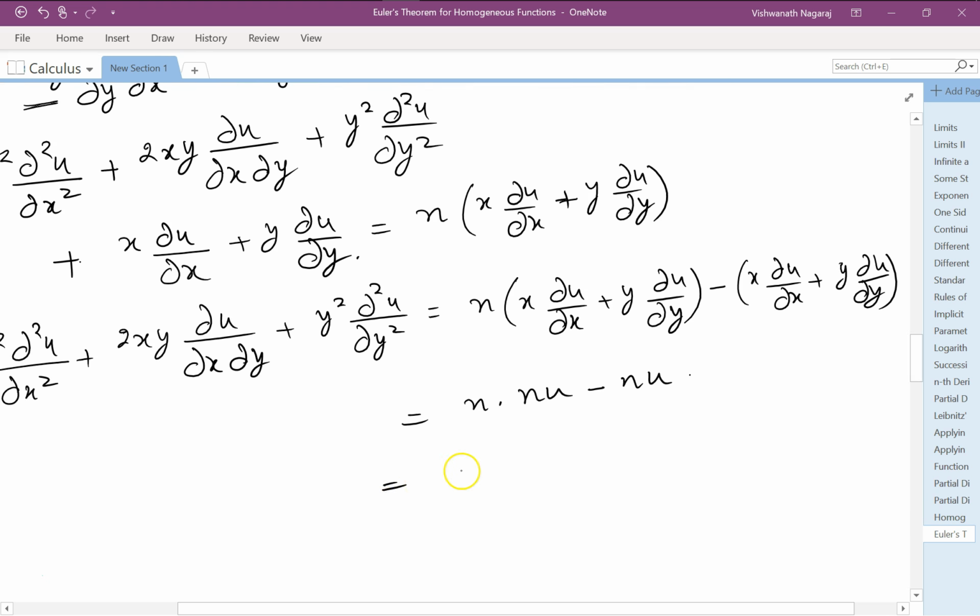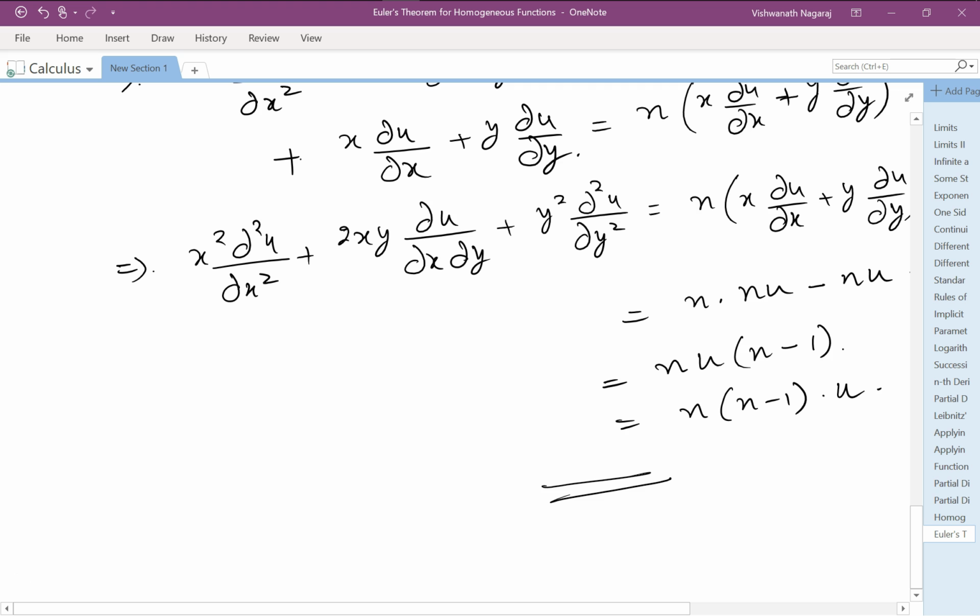Now which is equal to what? n is common, so u is one, n and u both are common, so nu, and we are left with n minus 1. We can rearrange it to make it, yes, so that is the extended theorem of Euler's theorem.